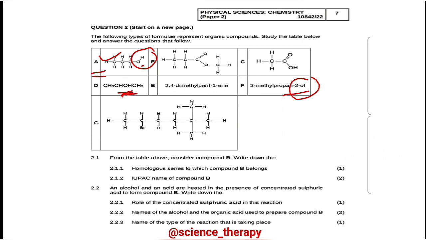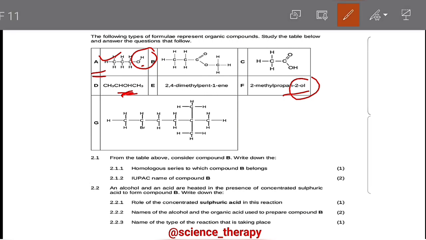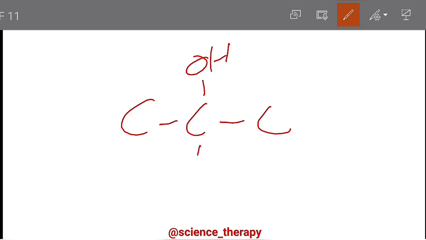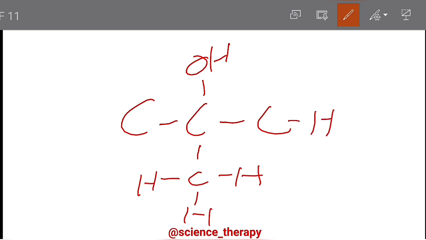Compound F is 2-methyl-propan-2-ol. So when we draw, we want to see the longest chain, propan. So that's 3. We have 1, 2, 3, right? Then the OH is on the second carbon. Remember, propan-2-ol, and then 2-methyl. They said 2-methyl, meaning that also on the second carbon we have the methyl branch. Then that's how we go.